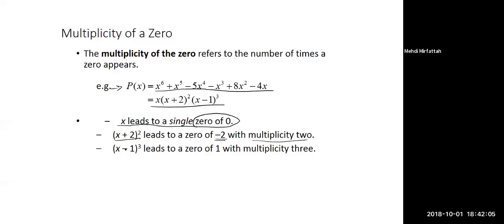For x minus 1 equal to 0, that gives me a zero at 1. So how many places should we see in this case? 3 places. The multiplicity of that would be 3.